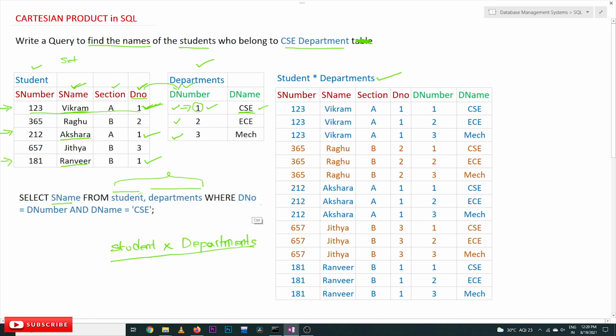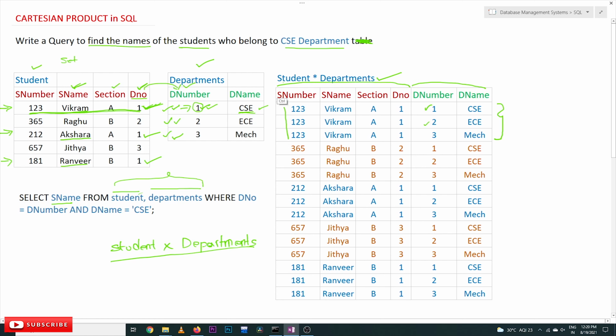On this, the conditions will get applied. So let's see what is the result of the Cartesian product here. 1, 2, 3, Vikram, A, 1 is producted with 1. So consider the first three rows. See here, 1 2 3 Vikram A1, all these three rows have 1 2 3 Vikram A1, and every row is producted with each row of the department table. So this Cartesian product table has all the columns of both tables, students and departments. These maroon color columns are from students, and these green color columns are from the departments table.